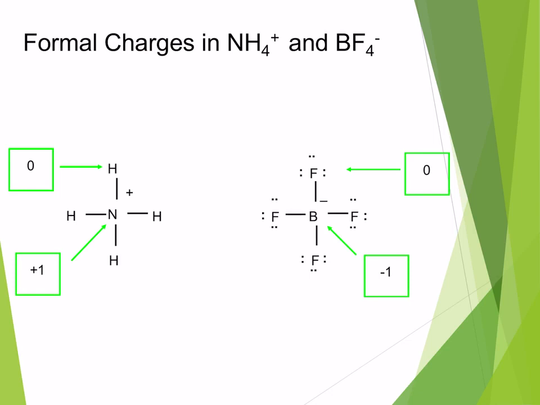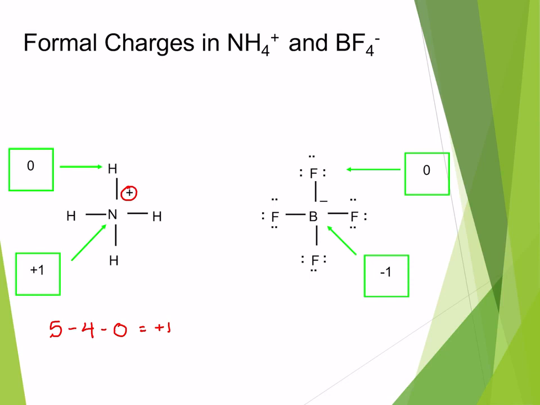But nitrogen has 5 valence electrons normally. We subtract out the 4 bonds. There are no unbonded electrons. So we get a +1 formal charge on nitrogen. So that's why that positive here should be sitting closer to the nitrogen. It's just hard to make it do that.